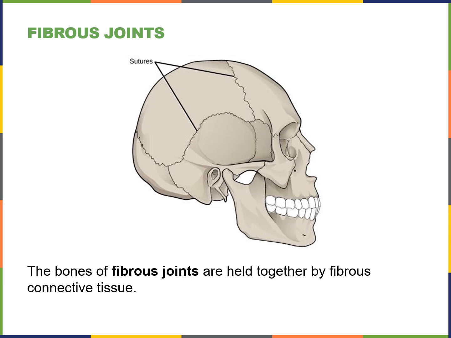The syndesmoses, good examples are in between your foot and your ankle, your tibia and your ankle, where you're having a little bit more movement. And then the gomphoses are actually in between your teeth and the socket.